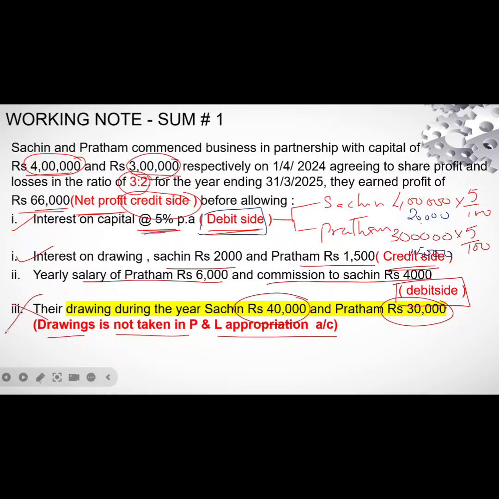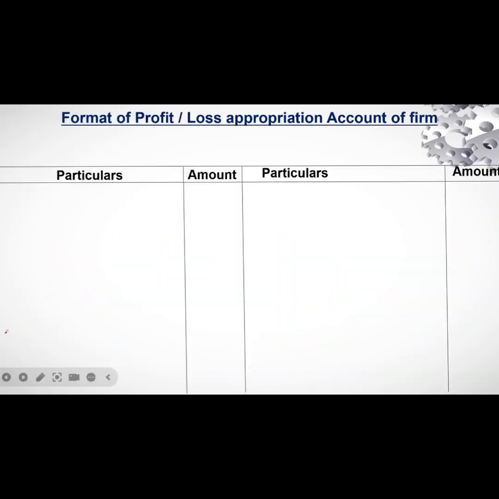And now we have to prepare the profit and loss appropriation account. So now let's see how to prepare the profit and loss appropriation account with all these adjustments. Now open the profit and loss appropriation account. As we have already seen the format, this is the account. Write the heading profit and loss appropriation account for the year ending 31st March 2025, debit side and credit side.